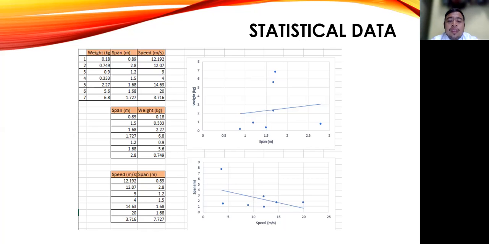And next, for the second graph, the graph is of the span versus the speed. The graph shows that the smaller the span of the flying wing, the higher the speed of the flying wing will be.